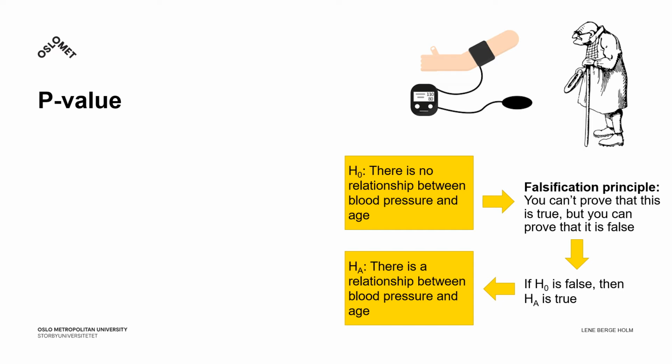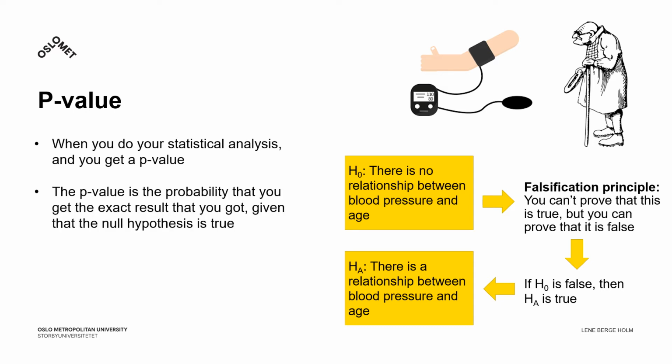So once you have defined your null hypothesis, you can start doing a scientific experiment. When you do your statistical analysis, you will get a p-value. The p-value is the probability that you get the exact result that you got given that the null hypothesis is true. So if your null hypothesis is true, if there is no relationship between age and blood pressure, then you would probably get a high p-value. If you get a low p-value, the null hypothesis is probably not true.